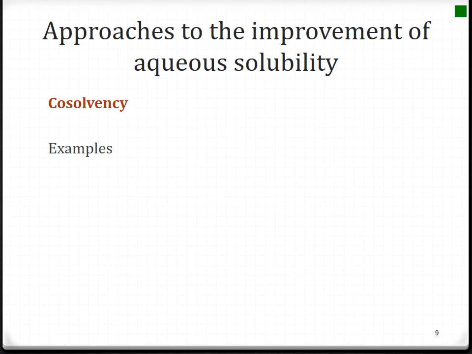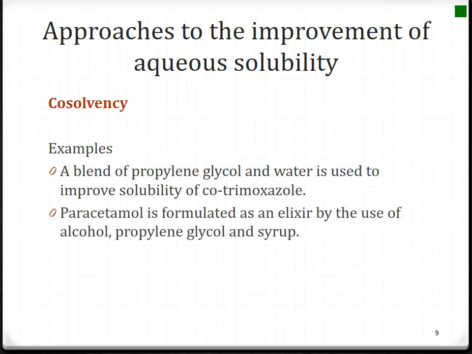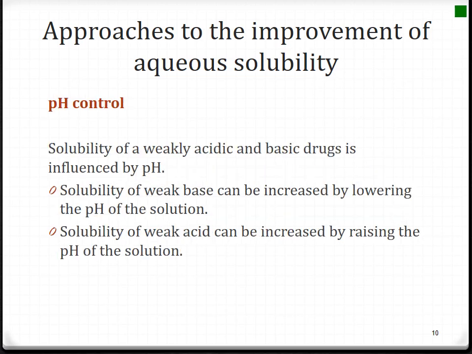For example, cotrimoxazole is an antibiotic which is poorly soluble in water, so the addition of another solvent, propylene glycol, helps to improve its solubility. Another example is paracetamol, which we often take for pain and fever. Since it's not very soluble in water, the addition of alcohol and propylene glycol helps to improve its solubility.